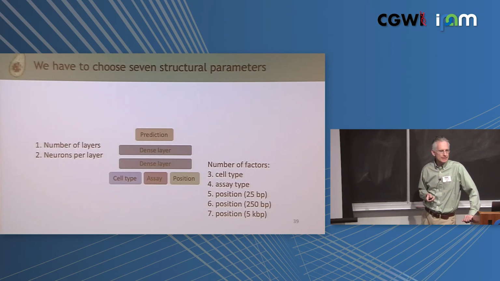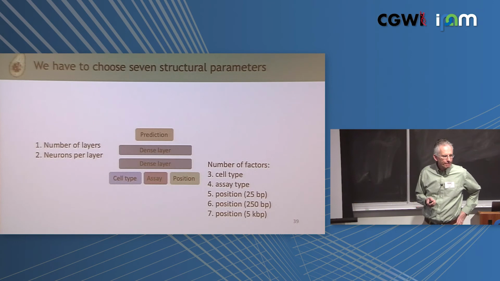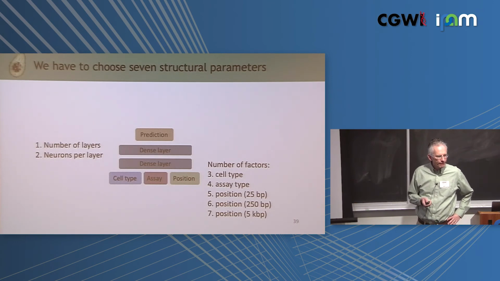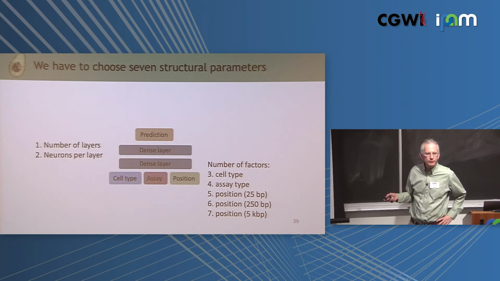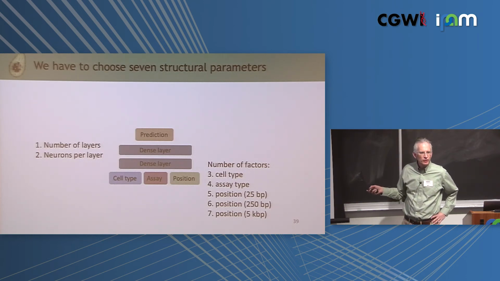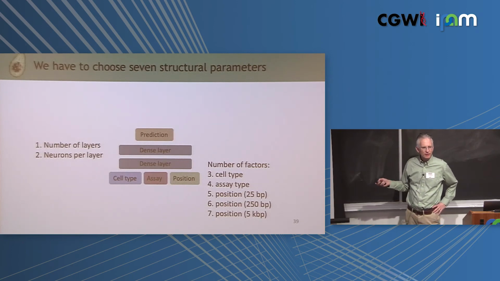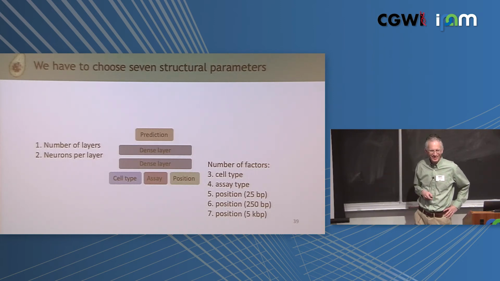Can you clarify the size of the input for each of those 3, the cell type, assay, position? The size of the input? What do you mean? I think it's one-hot encoded, and the embedding is learned in the weights connected to a particular model encoding. Yeah, it's like word embedding. Yes, that's what she said.